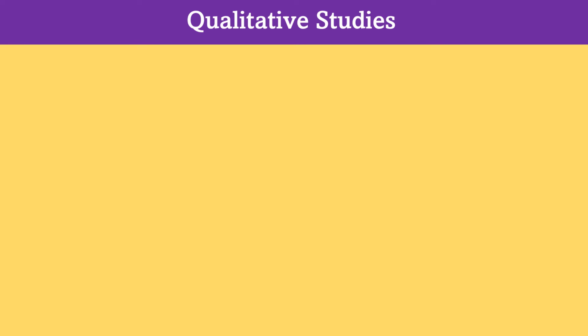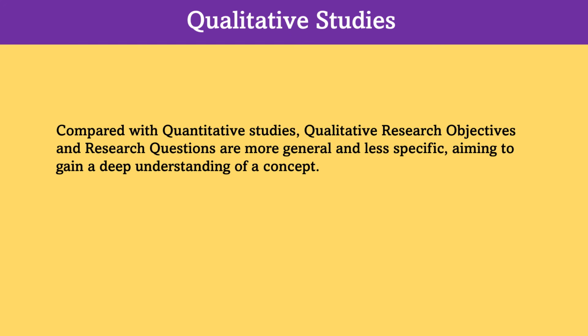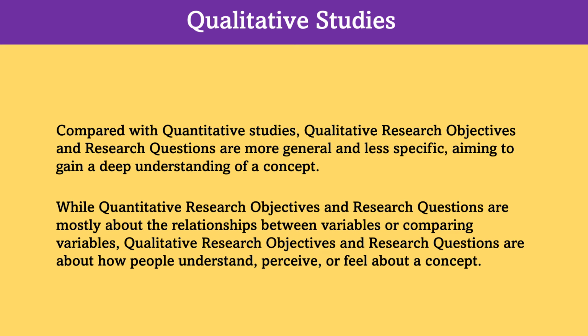And now let's discuss the qualitative research objectives and research questions. While qualitative research objectives and research questions are somewhat similar to quantitative ones, they are more general and less specific, aiming to gain a deep understanding of a concept. Qualitative research objectives and research questions are often about people's personal experiences, understanding, meaning, and stories, while quantitative research objectives are mostly about the relationships between variables or comparing variables. Qualitative research questions ask how people understand, perceive, or feel about a concept.